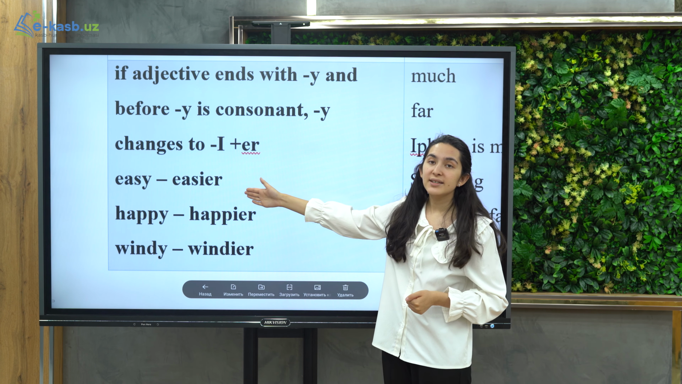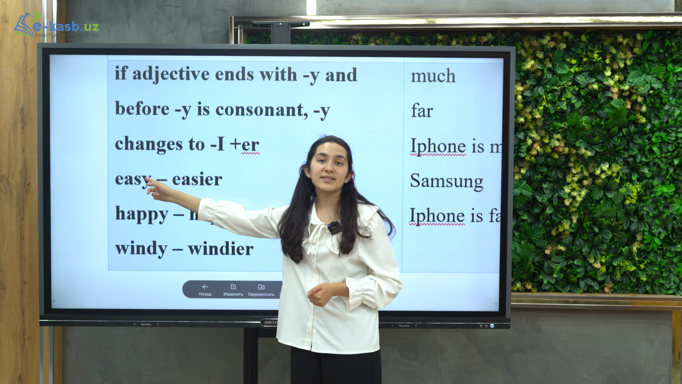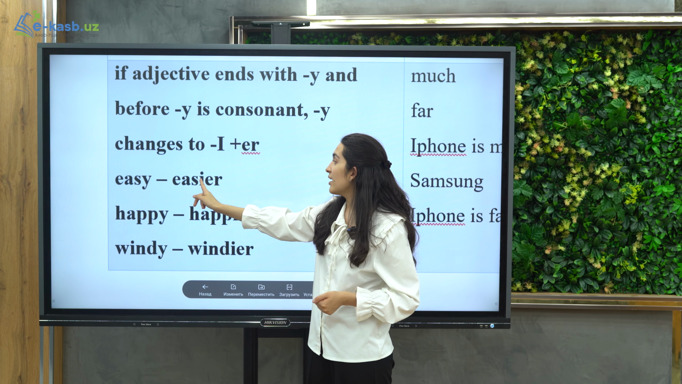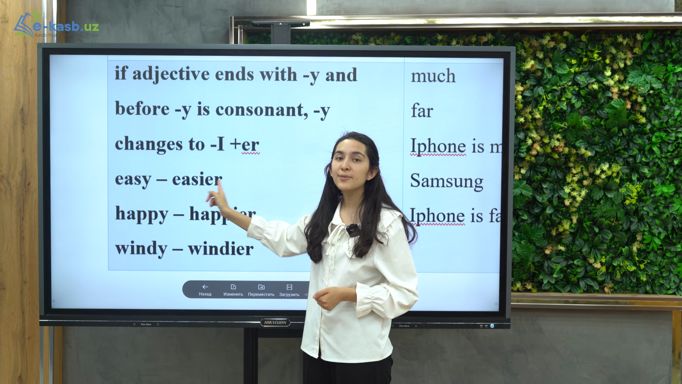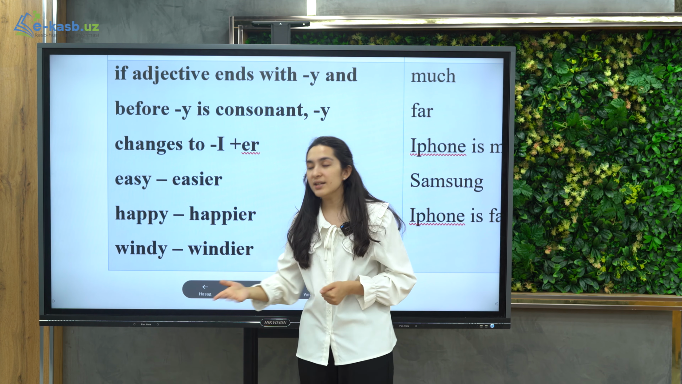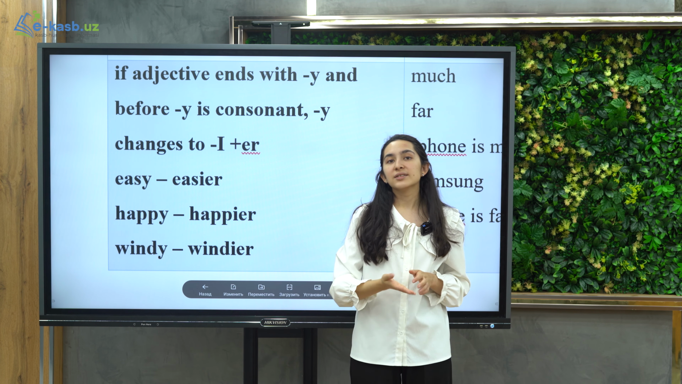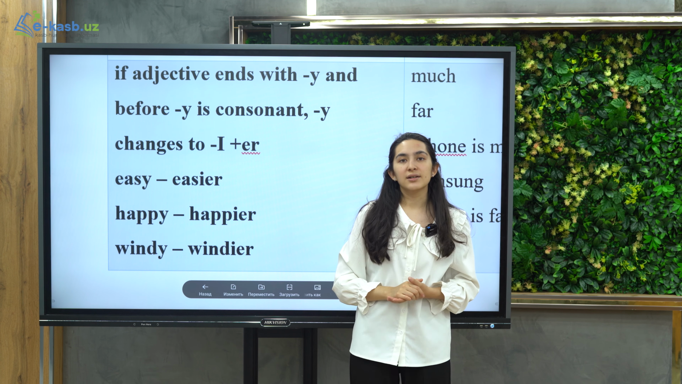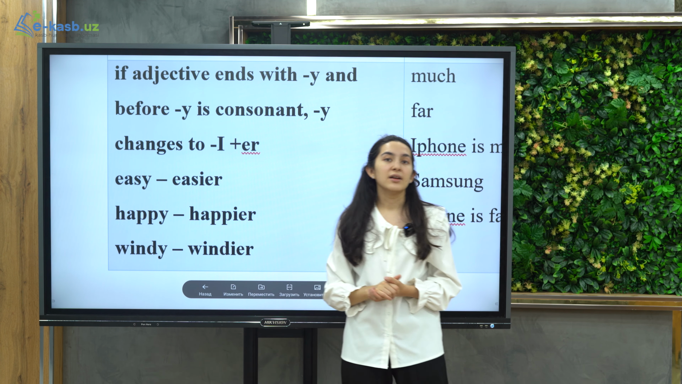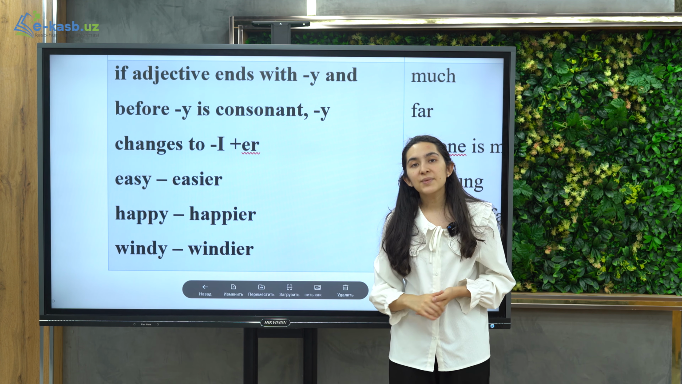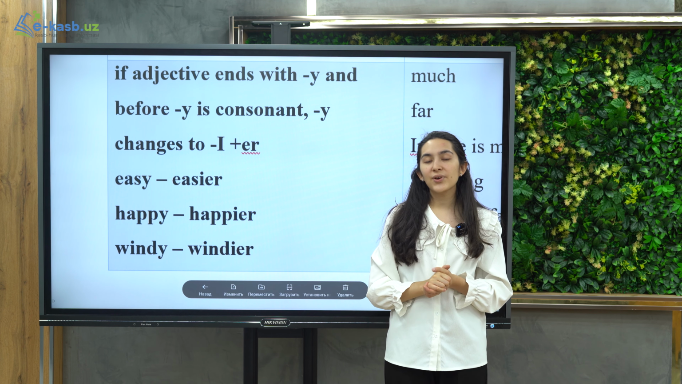For example, easy, you see, as this is consonant, that's why we change Y to I plus ER. Easy, easier. Happy, happier. Windy, windier. What else? Dusty, dustier. Heavy, heavier. And so on. Please make 3 sentences with comparative adjectives.